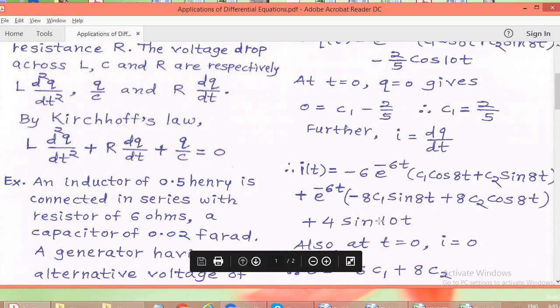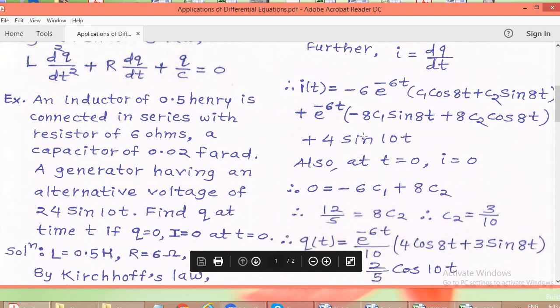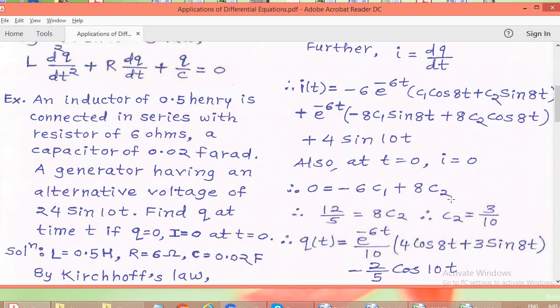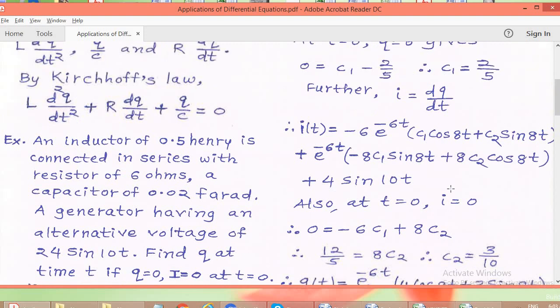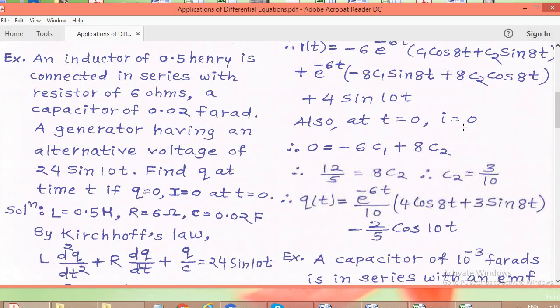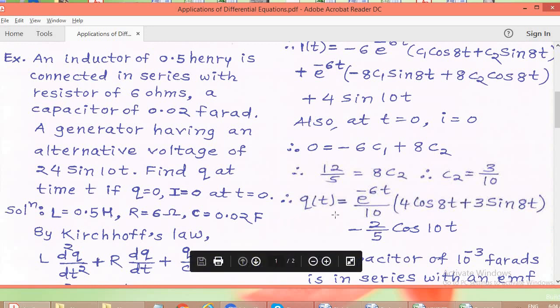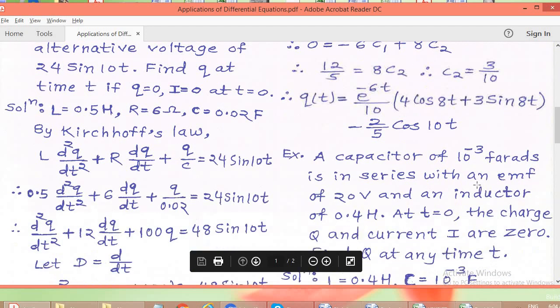Now let us put here t equal to 0 and I equal to 0. We get the equation 0 is equal to minus 6c1 plus 8c2. We already know the value of c1, that is 2 upon 5, and thus we get c2 equal to 3 by 10. Thus the charge as a function of t, putting the values of the arbitrary constants, is e to the power minus 6t upon 10 times (4 cos 8t plus 3 sin 8t) minus 2 by 5 cos 10t.